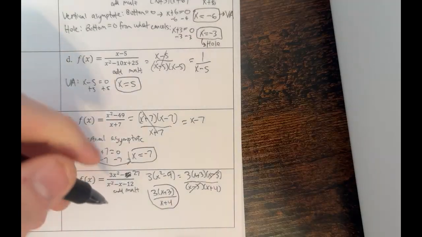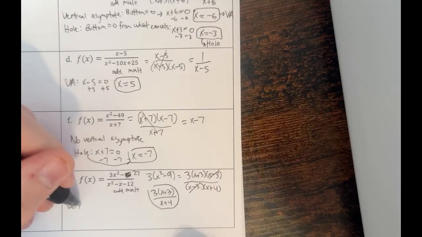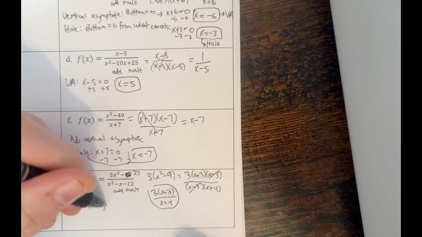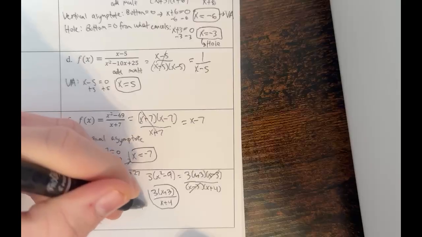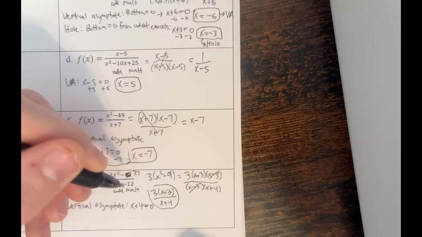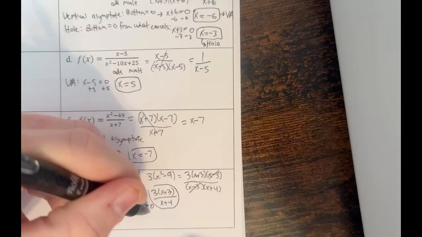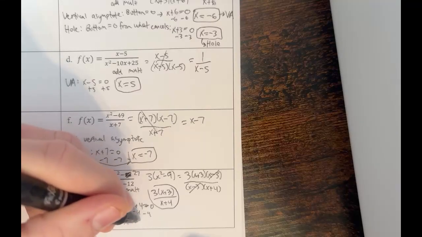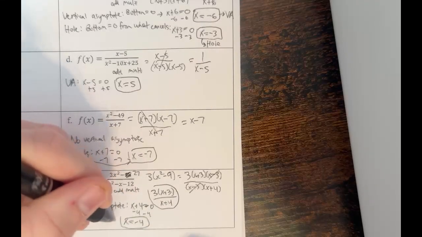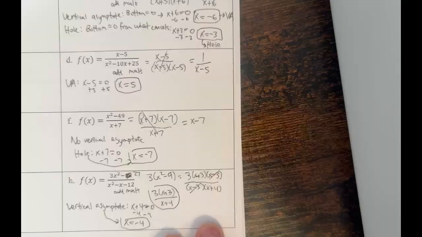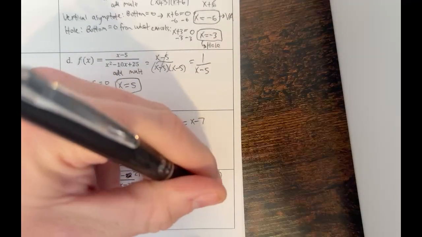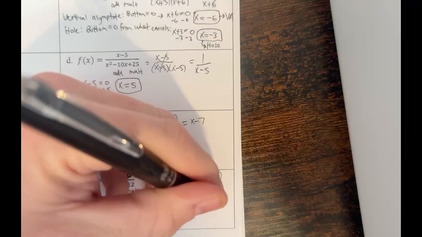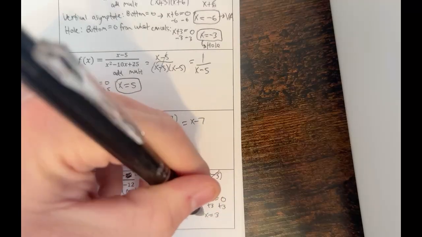I apologize. Now the vertical asymptote, I should have just abbreviated. So what makes x plus 4 equal 0? What makes the bottom equal 0? Subtract 4, x equals negative 4. The hole is from what cancels, so we have a hole at x minus 3 equals 0. So we'll add 3, we get a hole at x equals 3.